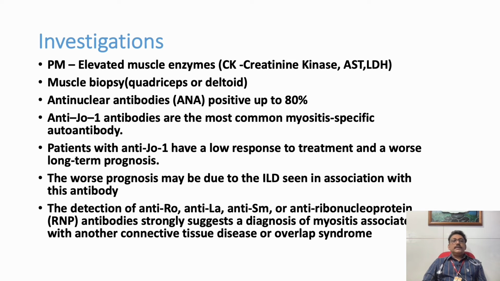Anti-nuclear antibodies can be positive in 80% of the patients. Anti-Jo1 antibodies are myositis specific autoantibodies. So, if we are getting a very high CK, always do anti-Jo1 antibodies, that has to be done. Then other antibodies like anti-Ro, anti-La, anti-Sm, and anti-ribonucleoprotein antibodies also can be done.